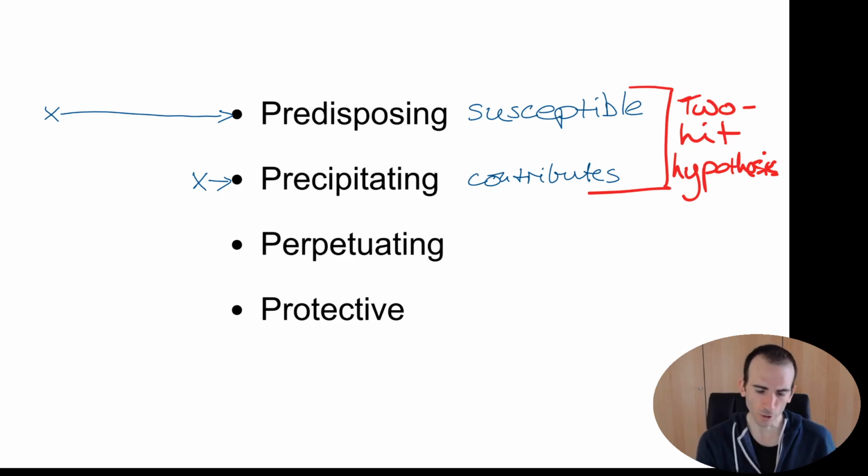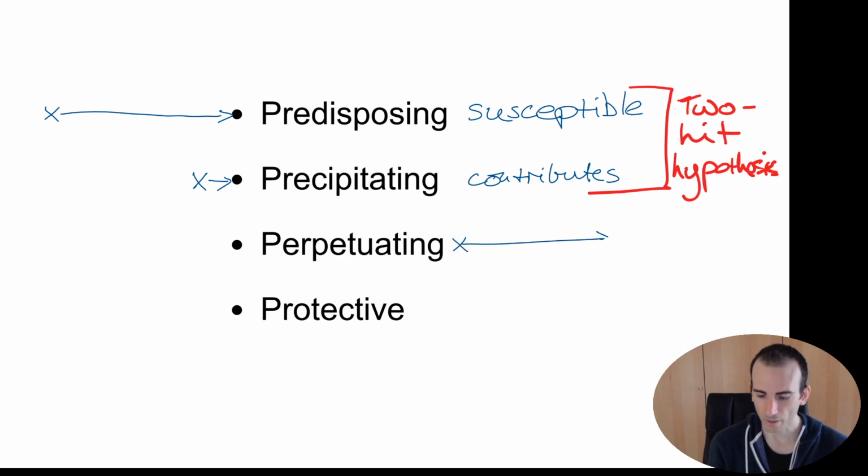Okay, so those 2 come sort of before the onset of the mental disorder. Predisposing way back, precipitating more immediate. Perpetuating factors, these are things that keep the mental disorder in place. They prolong the occurrence of the mental disorder. They inhibit recovery. So these are things that perpetuate, keep it going.